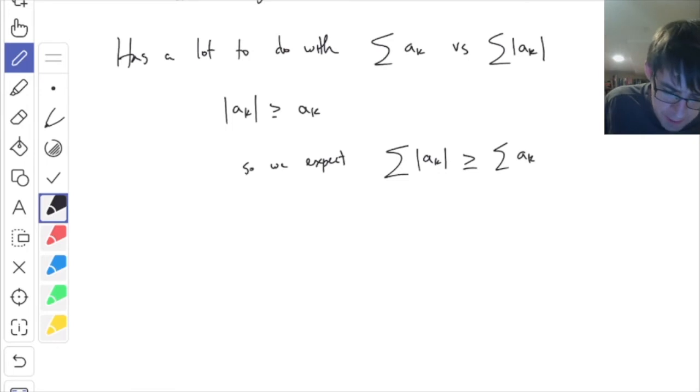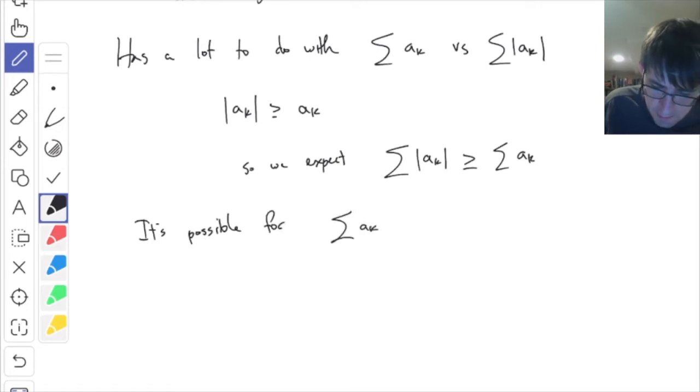And so it's possible for the sum of a_k to converge, but the sum of the absolute value of a_k diverges.